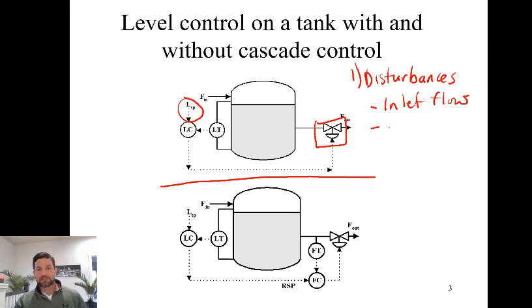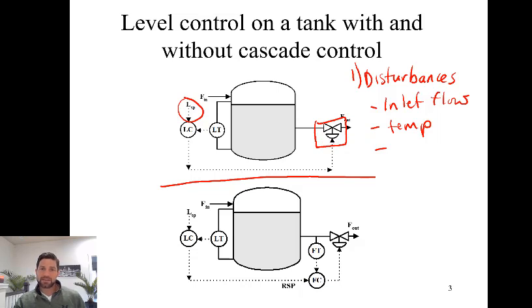Another type of disturbance could be the temperature. Again, the temperature could cause a change in density, which causes a change in level, but that would be very small. The effect would be minimal. Other disturbances could be related to the outlet flow. So we're controlling the outlet flow based on this valve.